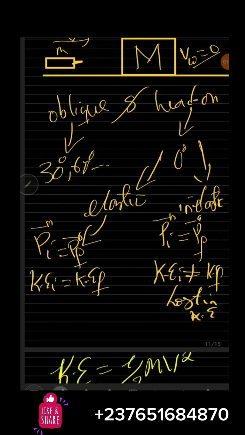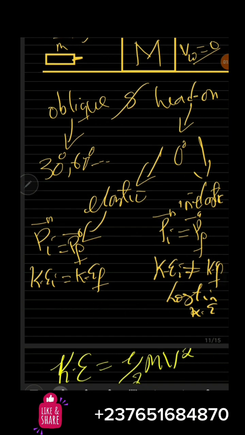Elastic means that momentum is conserved: initial momentum equals final momentum, while same as kinetic energy, initial kinetic energy equals final kinetic energy. But for inelastic collision, initial momentum equals final momentum, same, but final kinetic energy is not equal to initial kinetic energy. There is a loss in kinetic energy, and they're asking us to look for the fraction of that energy which is being dissipated. So that is what we will do.